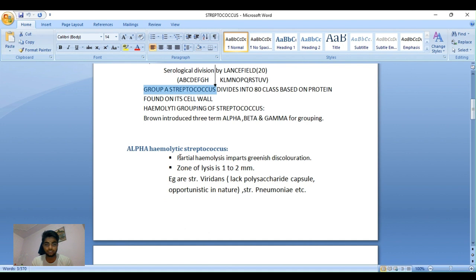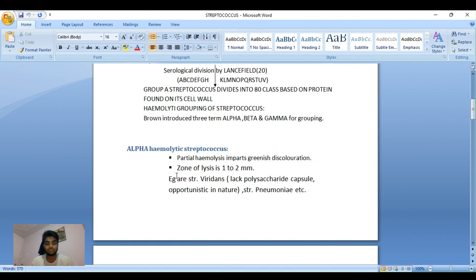Now alpha hemolytic streptococcus. We have already discussed that partial hemolysis takes place here, and in part they show greenish discoloration. Partial hemolysis with greenish discoloration is there, and the zone of lysis is 1 to 2 micrometer. That is how much area there is for the breakdown of the blood.